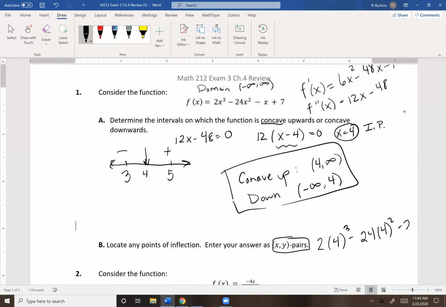Hey, the eraser worked properly that time. How did that disappear? Come on. There we go.